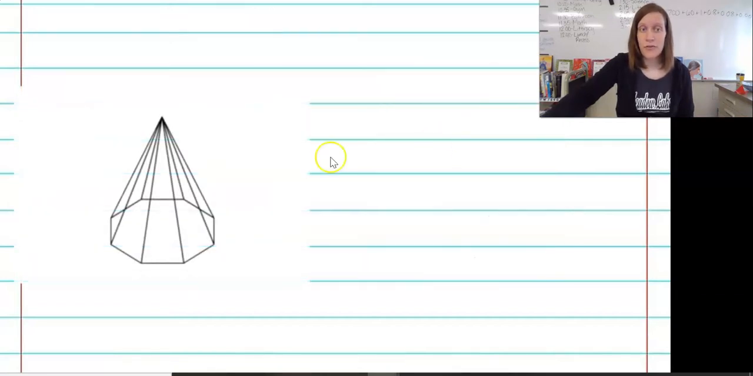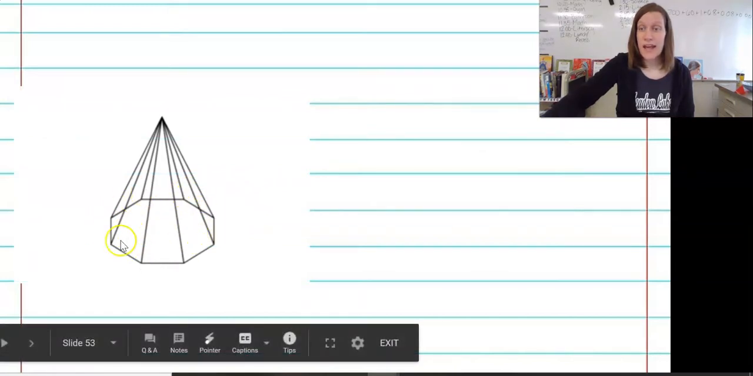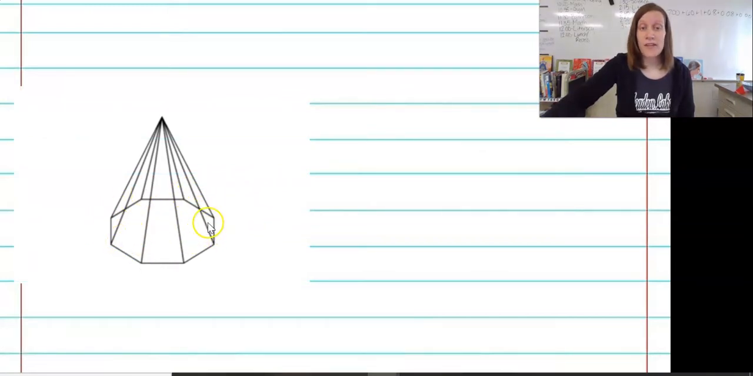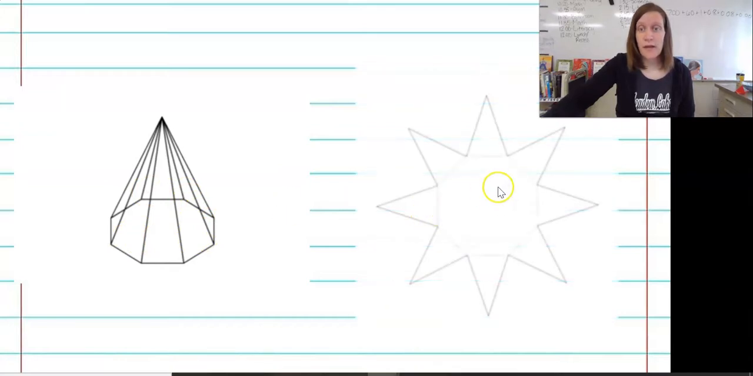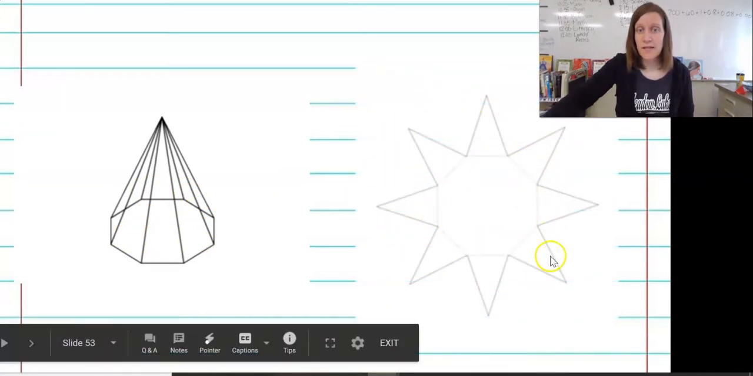The last one we're going to do has 1, 2, 3, 4, 5, 6, 7, 8 sides. So that's an octagon. I could see my octagon in the middle right here, surrounded by triangles, making this an octagonal pyramid.